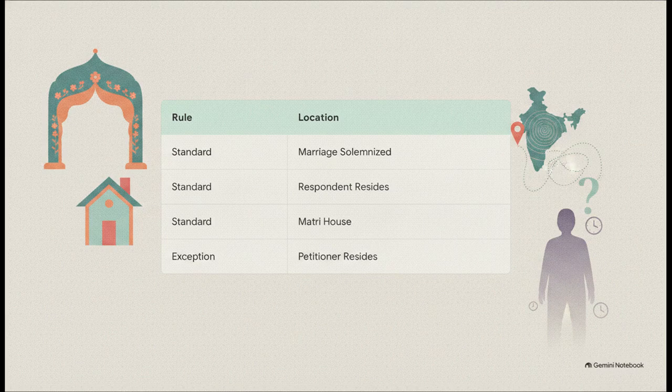But here's the classic exam trap, the exceptions. A petitioner can only file where they currently reside under very, very specific conditions. For example, if the respondent is living outside India, or if they just haven't been heard from in 7 long years. Basically, it's a legal safety net for a spouse whose partner has practically vanished into thin air.